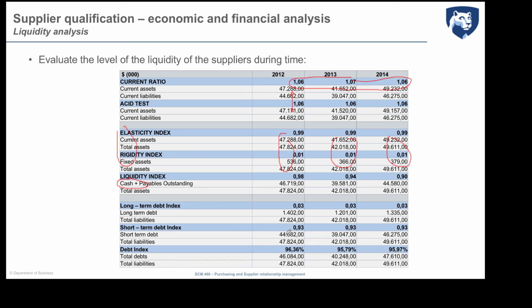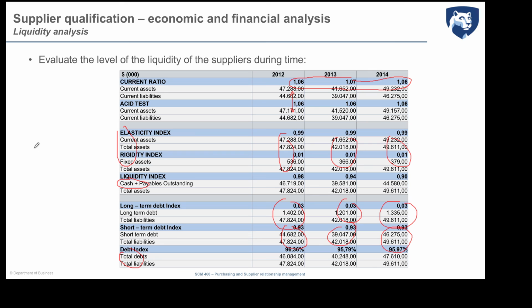And again, very low long-term debt, so long-term debt is 3% of the total liabilities, while it is a supplier which relies a lot on short-term debt, which is 93% of the liabilities. Of course, if you see here the total debt, it is 96% on average of the total liabilities. So among all liabilities, debt, meaning short-term and long-term, is 96% of the total liabilities.